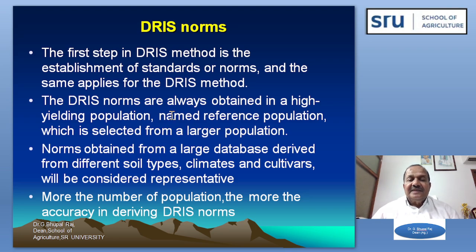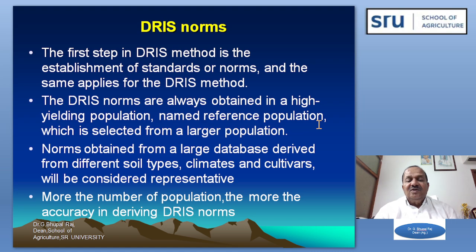So the stepwise, then I'll explain about the DRIS norms, how to calculate. The first step in the DRIS method is establishment of the standards or norms, and the same applies to the DRIS method. So the DRIS norms are always obtained in a high yielding population, named the reference population, which is selected from the large population. So a large number of population samples are to be collected and analyzed.